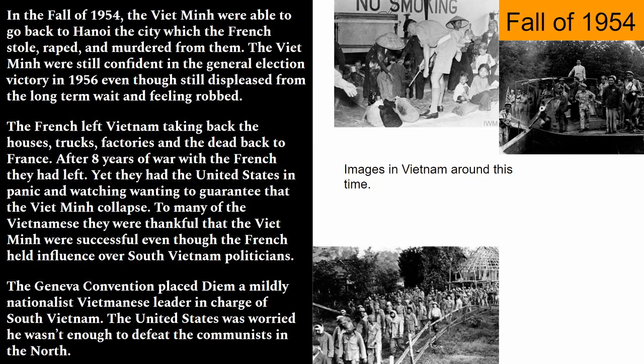Vietnamese are actually thankful to Viet Minh for removing the French, so this gave more political power to the Viet Minh in the end. And the French also still had major control over the South Vietnam politicians. They were still in the background, helping them out. So the Geneva Convention also placed Diem, a mild nationalist Vietnamese leader, in charge of South Vietnam. He was also a hardcore theocrat who was a hardcore Catholicist.